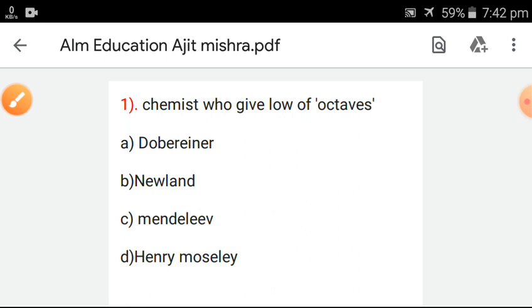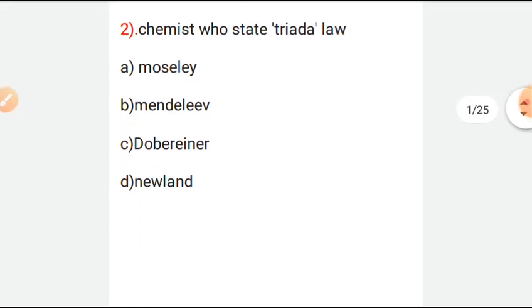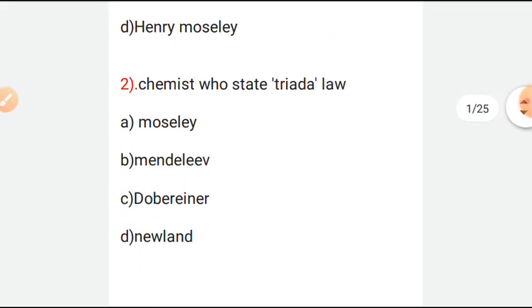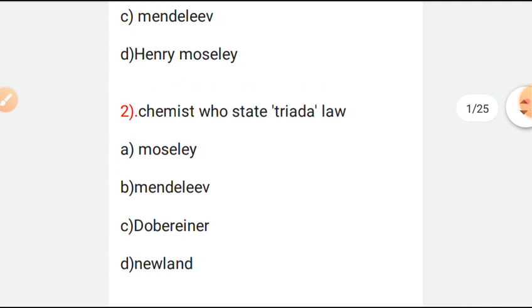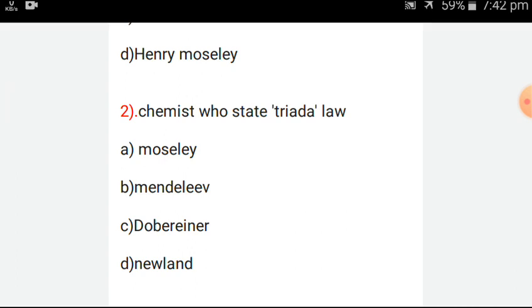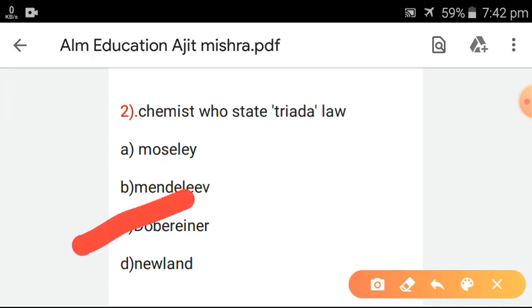Next question. Name the chemist who stated the triad law. Option A, Moseley. Option B, Mendeleev. Option C, Dobereiner. Option D, Newlands. Choose the right answer. The answer will be option C, Dobereiner. In a triad, the atomic weight of the middle element was the approximate arithmetic mean of the other two elements.